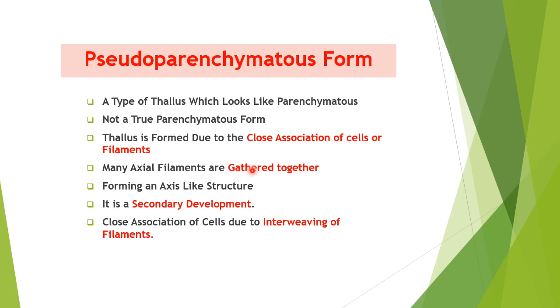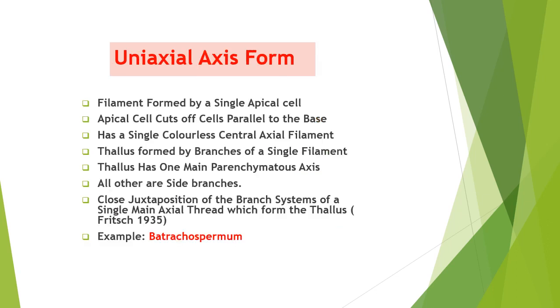Many axial filaments are gathered together in pseudoparenchymatous forms, forming an axis-like structure. It is basically a secondary development. So it is a combination, a close association of cells due to interweaving of the filaments. So we can say pseudoparenchymatous forms are formed when different filaments come together and give the appearance of a multicellular parenchymatous-like look, but they are not.